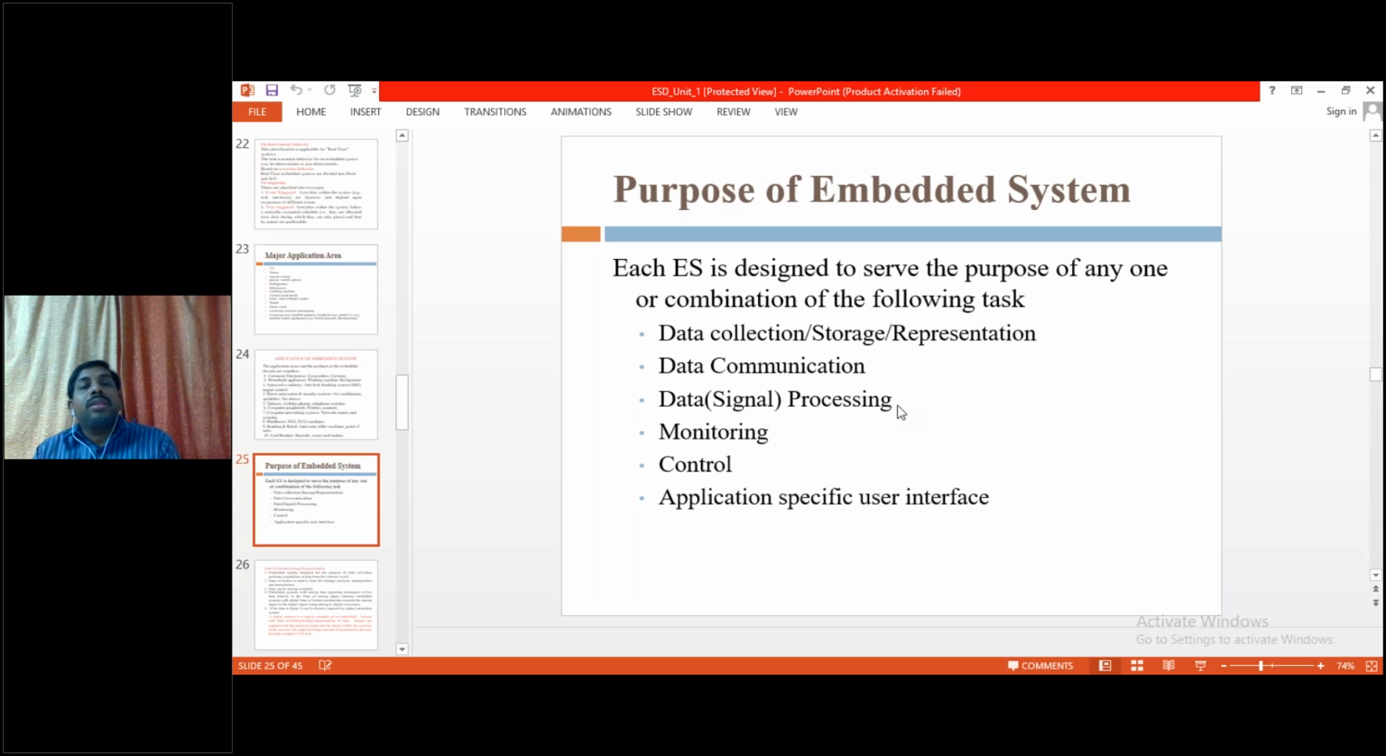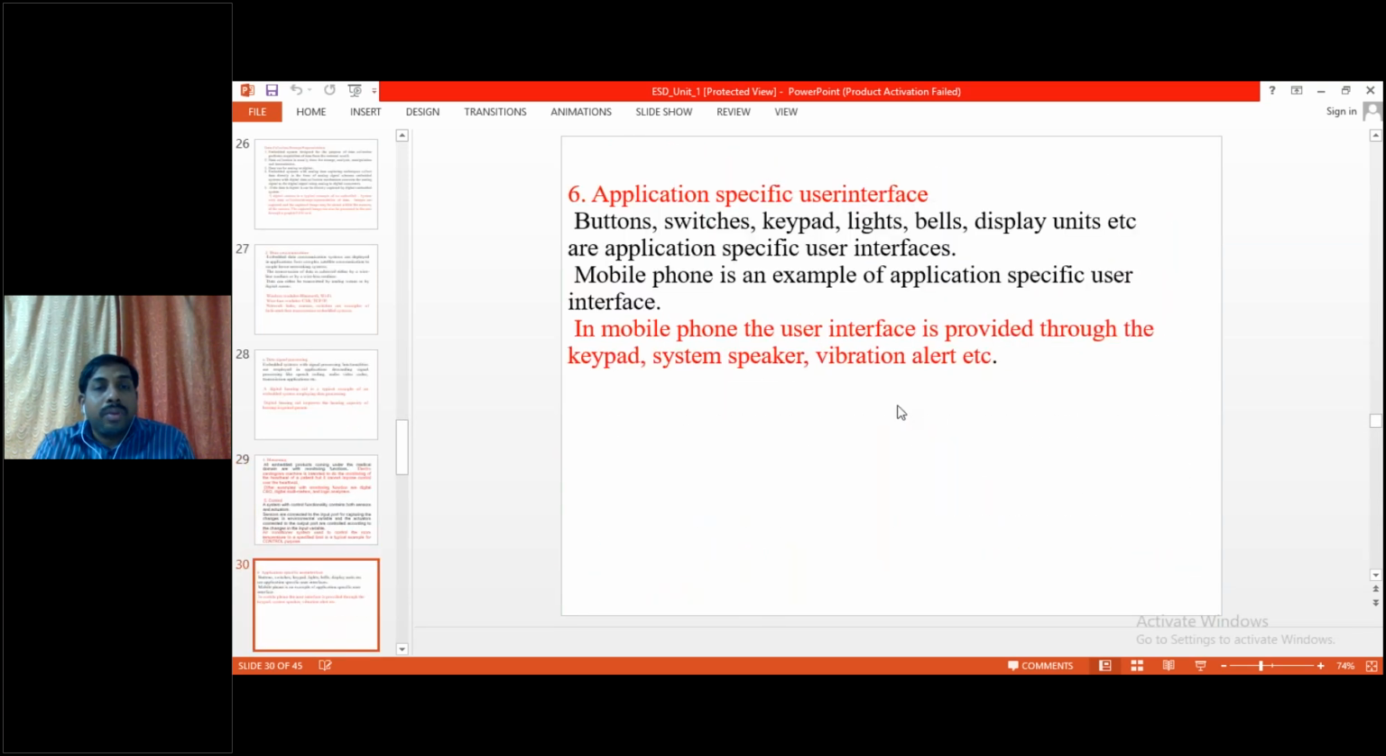cooling. So for that, this embedded system has to serve the purpose by combining the following tasks: data collection, storage and representation. So we have to do one task called data collection, storage and representation, that is done by a digital camera. Data communication, that is done by wired or wireless methods. Data signal processing, that is done by processing like monitoring like your ECG, control such as your air conditioners, application specific, these are the keyboards, buzzers, buttons. So all these topics were covered in our previous topic.